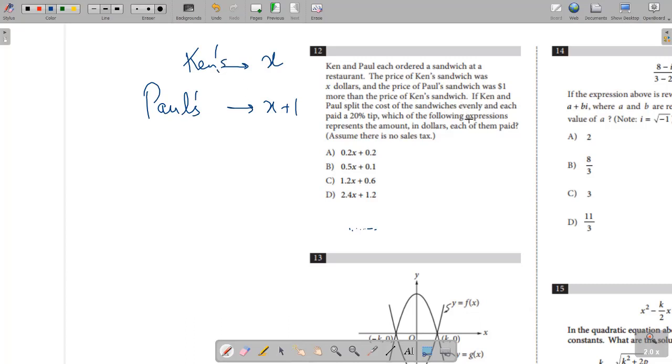Okay, so if Ken and Paul split the cost of the sandwiches evenly, and each paid a 20% tip, which of the following expressions represents the amount in dollars each of them paid? Assume there's no sales tax.